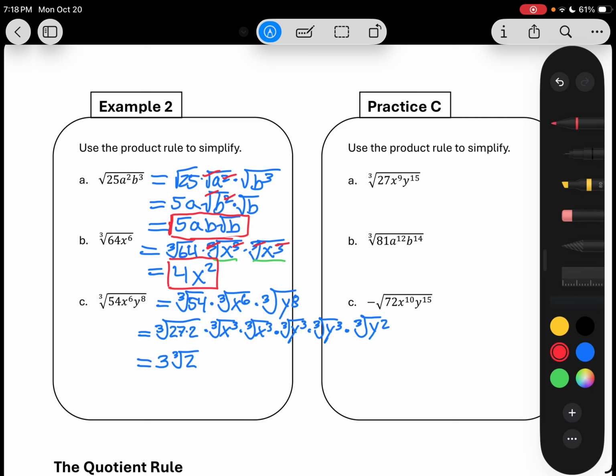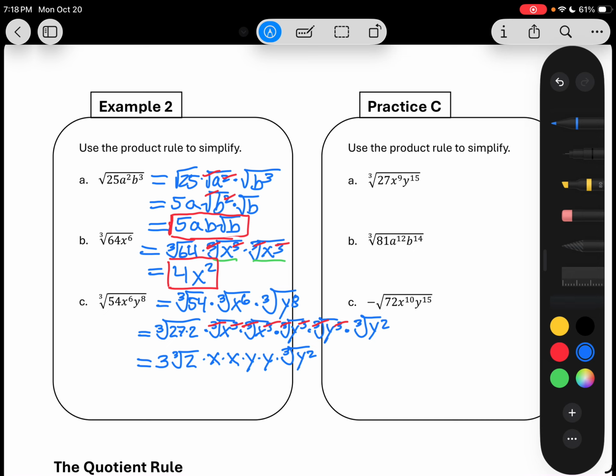And now the cube root of x cubed leaves us with x. Cube root of x cubed leaves us with x. Cube root of y cubed leaves us with y. Cube root of y cubed leaves us with y. And then this last one, nothing cancels there because we don't have enough y's. So that's going to stay like that. So we've got x times y times y times the cube root of y squared.